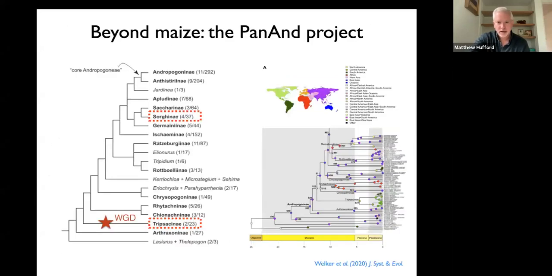And since the publication of that NAM paper, we've really broadened out in a project that's been led by Ed Buckler called the PanAnd, or Pan-Andropogoneae project. That project includes genome assembly of most of the species of Zea. Zea, if you're not familiar, is in this Tripsacinae subtribe that's boxed in a red dashed box there within the Andropogoneae tribe of grasses. That Tripsacinae subtribe includes all the Zea species and then the sister genus Tripsacum. And those species share a whole genome duplication event, which I'll come back to in a little bit.